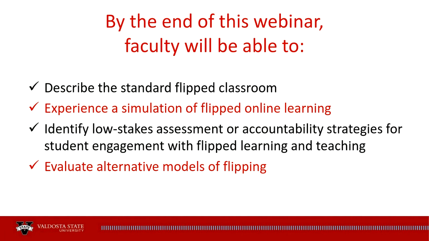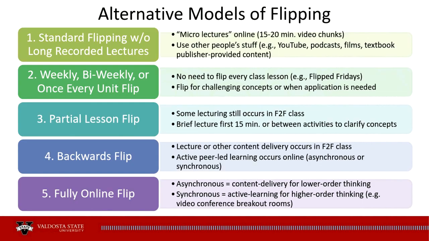And then last, but really this is where we're going to spend most of our time, is evaluate alternative models of flipping. Because I go beyond the traditional flip, because really I think it's the non-traditional, alternative flips that are going to speak to our current situation with COVID and HyFlex and all those things. So what are these alternative models of flipping? For instance, can we flip a fully online class? The research would say yes. So I have put up here a chart of at least five different types of alternative flips.